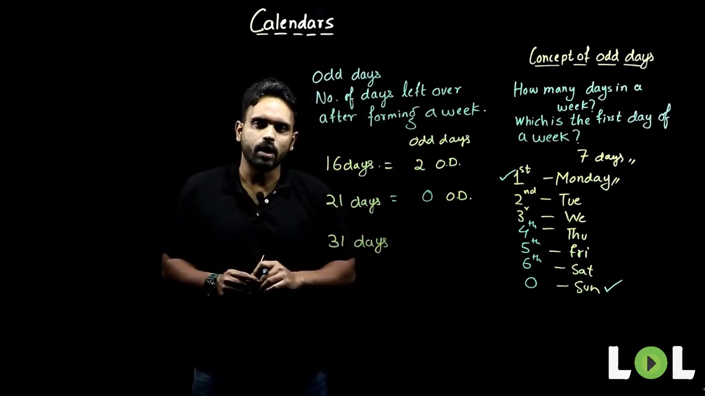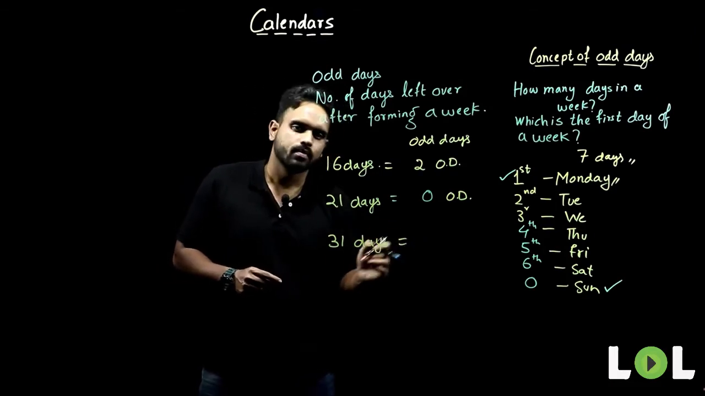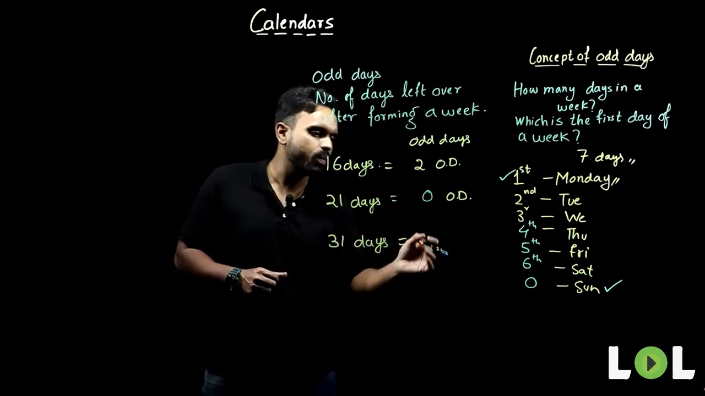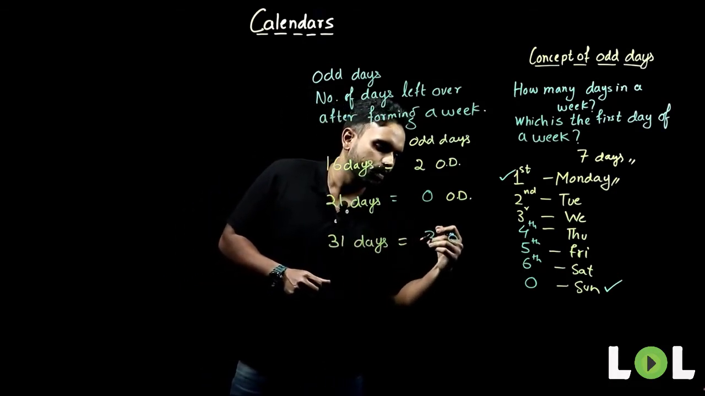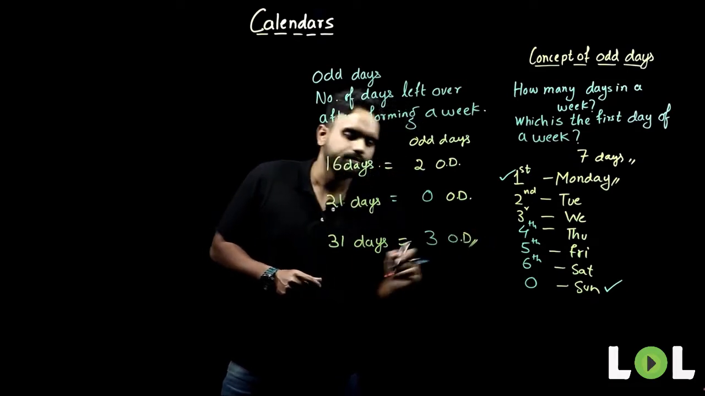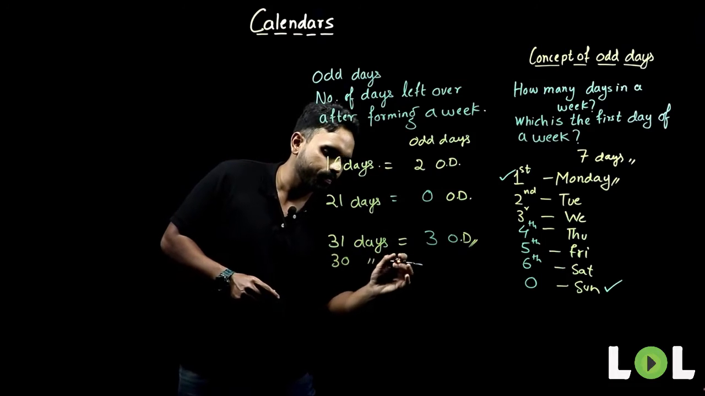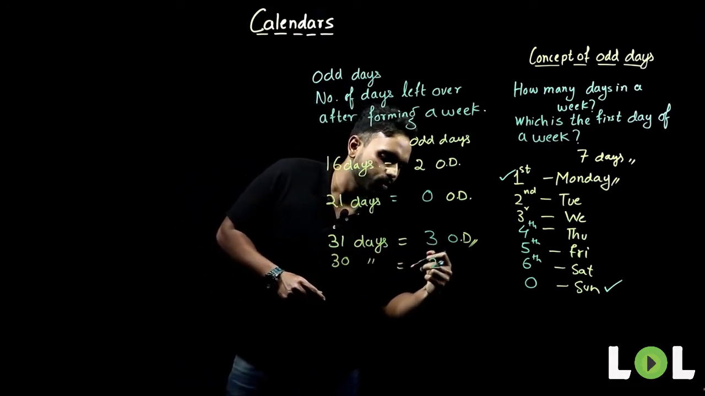31 days. How many odd days will you have? Yes, 28. 7 4s are 28. So, you can form how many? 4 weeks and you will be remaining with 3 odd days. Now, if I have 30 days, you will have how many?